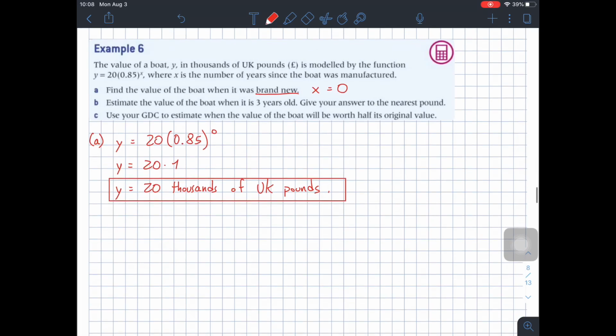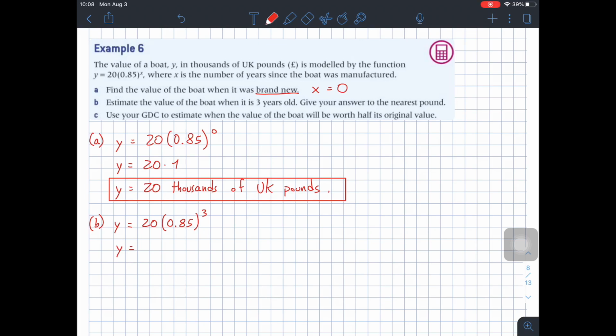Super. Then we go to part B, where it says, estimate the value of the boat when it is 3 years old. Give your answer to the nearest pound. Okay, so 3 years old, we need to change the x value for 3, right? So y is equal to 20 times 0.85 to the power of 3. And with the help of the calculator, we can do this.